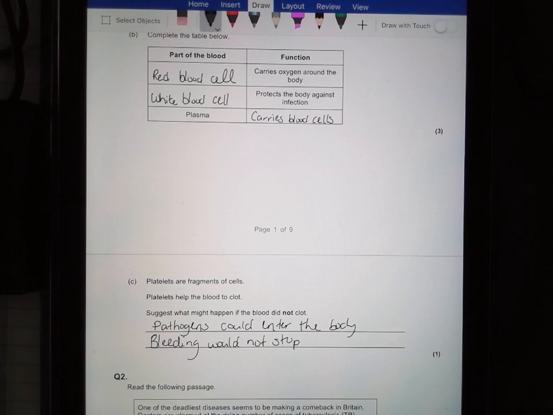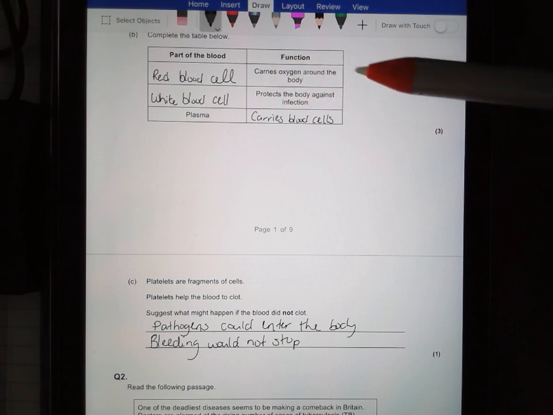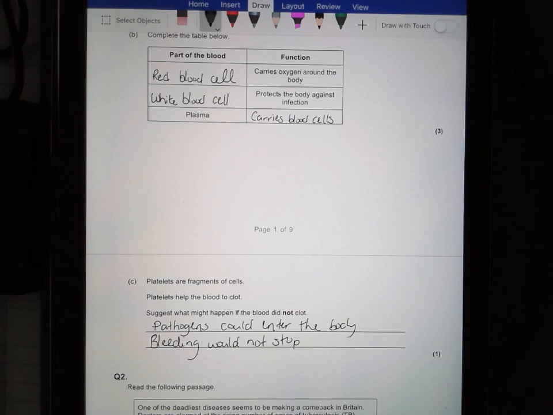Okay, so I've filled in the answers. The part of the blood that carries oxygen around the body is the red blood cell. Give yourself a mark for that. The part that fights against infection is the white blood cell. And the plasma we know is the liquid part of the blood, but its actual function is to carry things around the body. So we know that the blood cells, the red blood cells, the white blood cells, and the platelets are all suspended in the plasma.